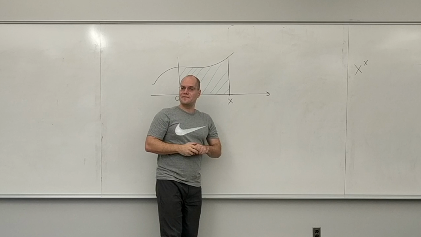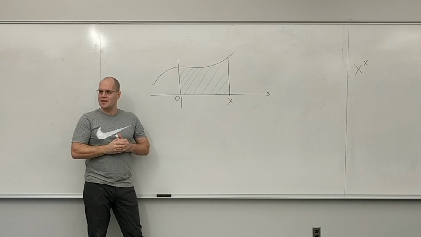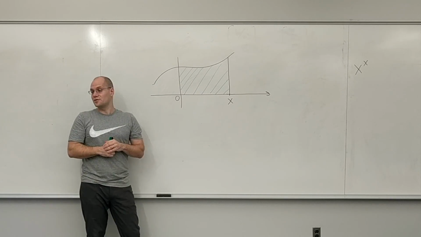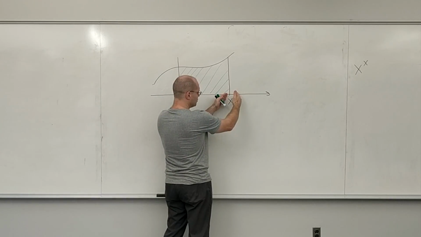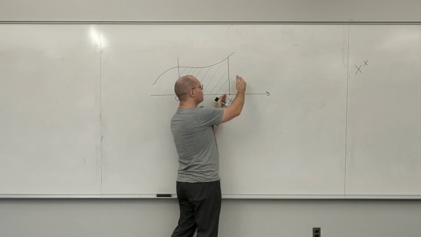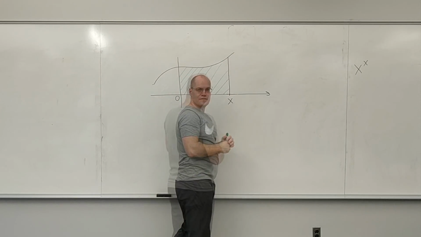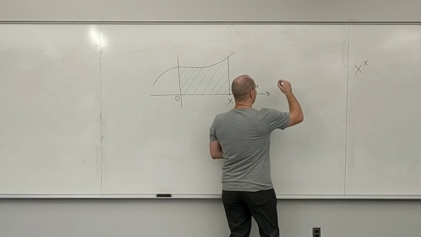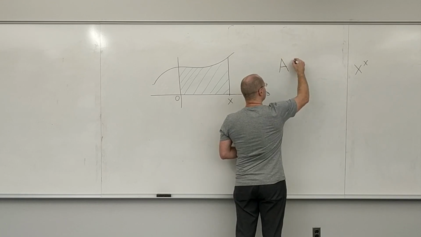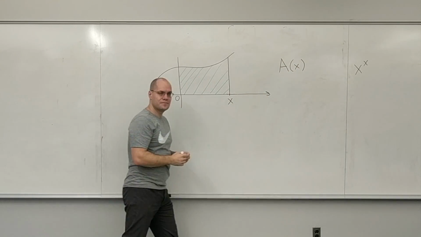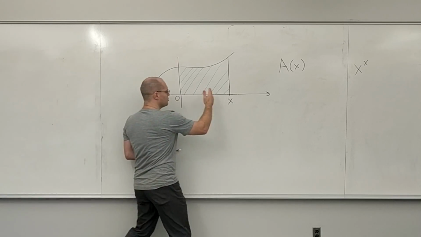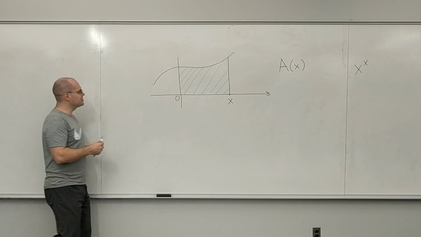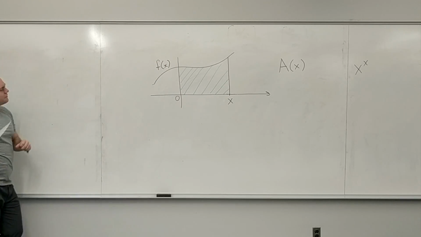Is it an increasing function of x or a decreasing function of x? As x increases, does this area increase or decrease? Increases, correct. Because if I move x to the right a little bit, it'll annex more of this area under the curve. Okay, let's give this function a name. I'll call it A of x. That makes sense. So it's a function of the variable x. This area under the graph from 0 to x is denoted by A of x. The function itself is f of x.